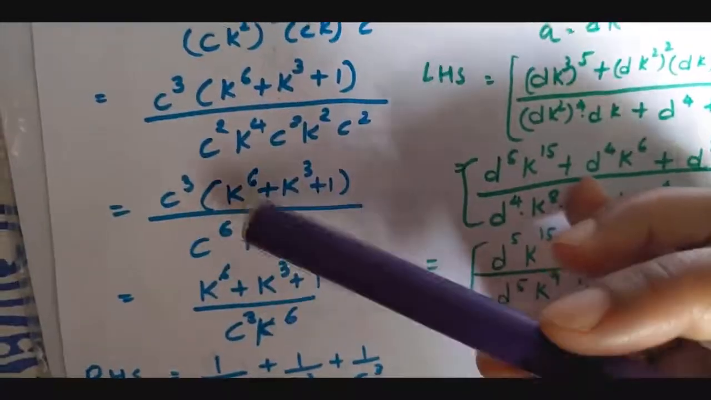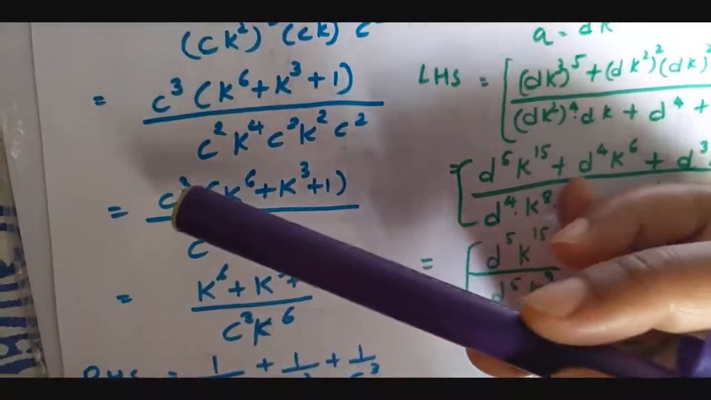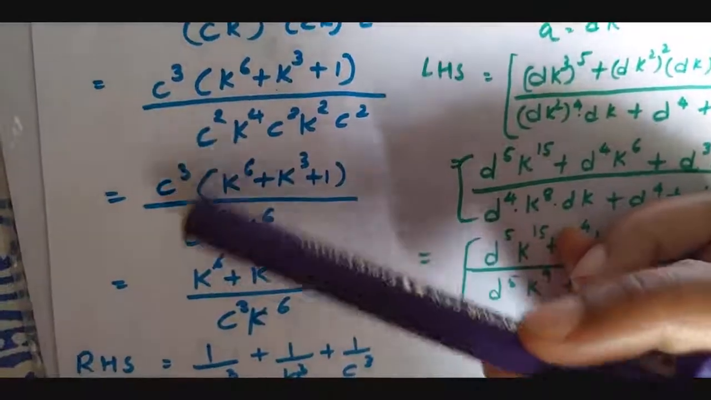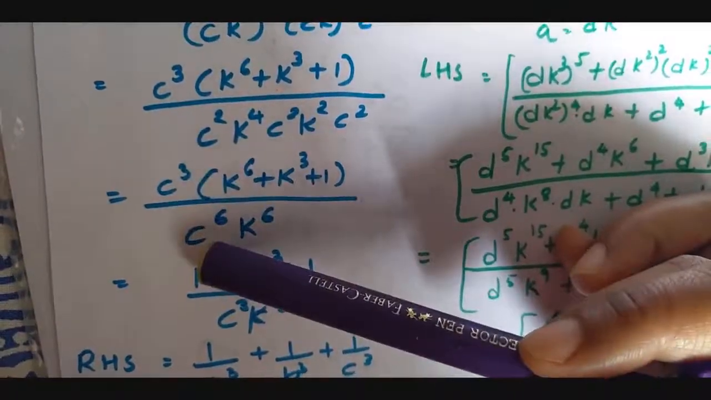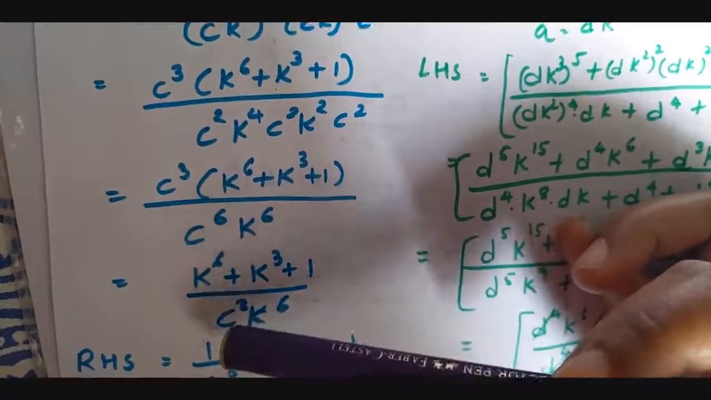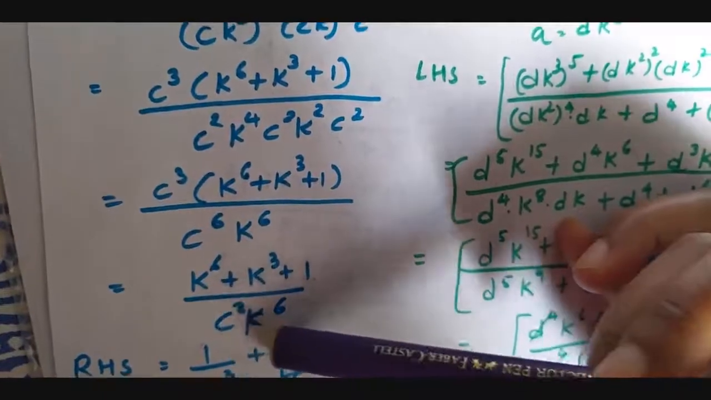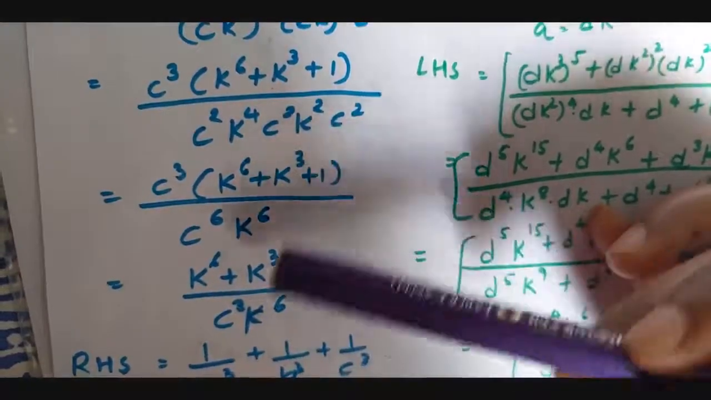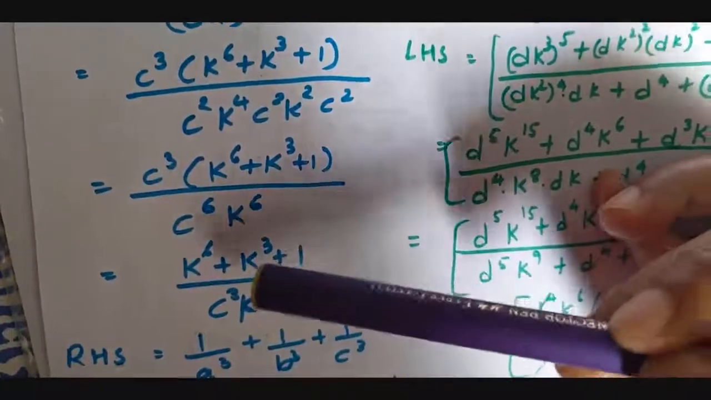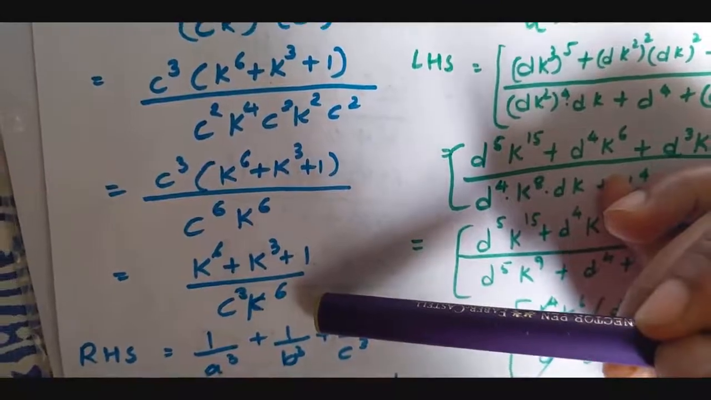So here we get c cube in the numerator and in the denominator is c raised to 6. So that is division. When the terms are alike we have to take subtraction in the power. So I take 6 minus 3 in the denominator, c cube, k^6 as it is, and this bracket also in the numerator as it is. So I am left with this term, it is k^6 plus k cube plus 1 upon c cube k^6.